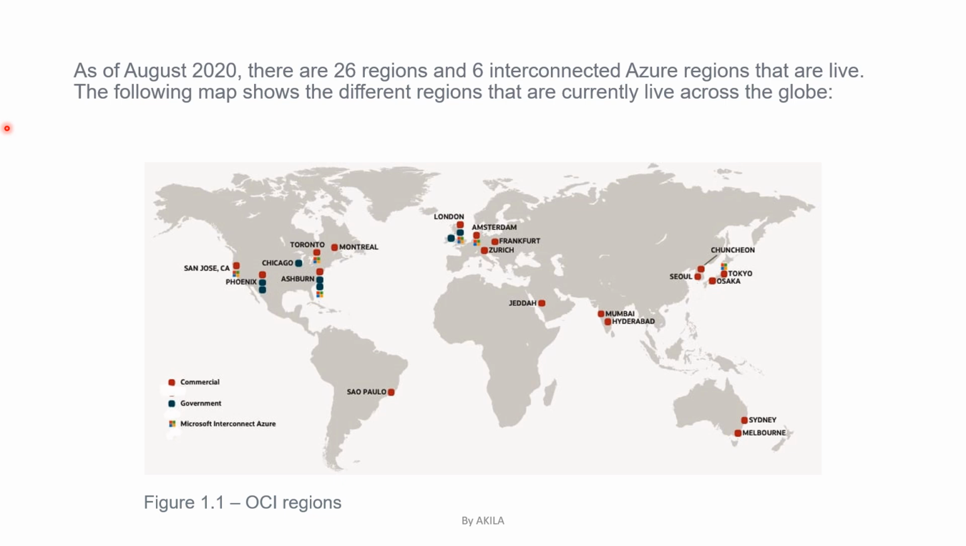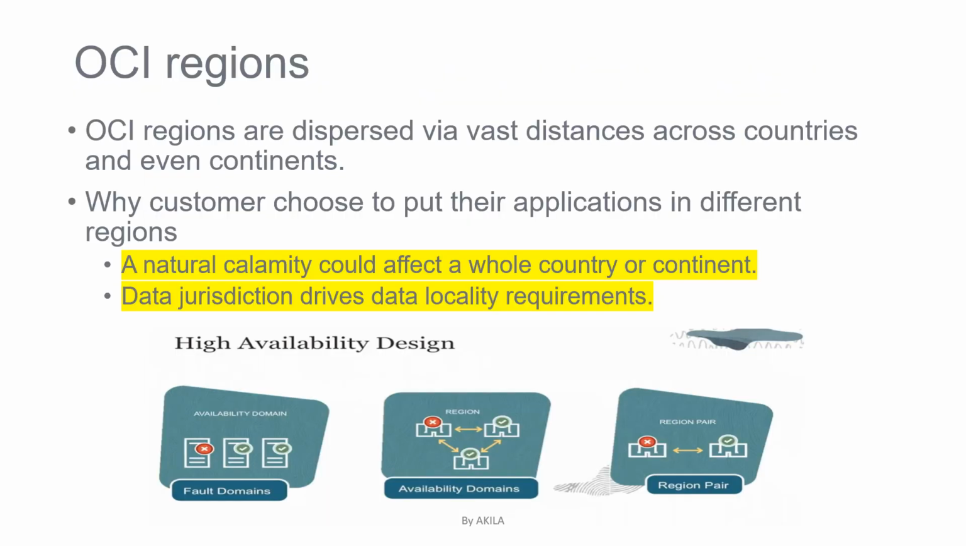These are the regions available. Some are commercial regions, some are government regions, and Microsoft Interconnect Azure is also connected with this Oracle Cloud. So these are the various regions available. Within the regions, they will keep the availability domains, and within the availability domain, we will have the fault domain. We will see them one by one.